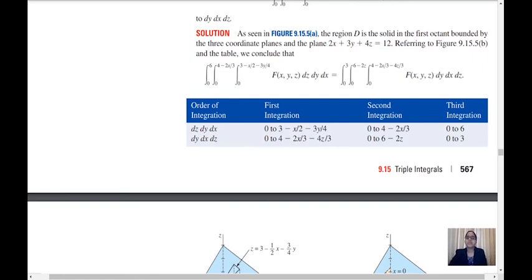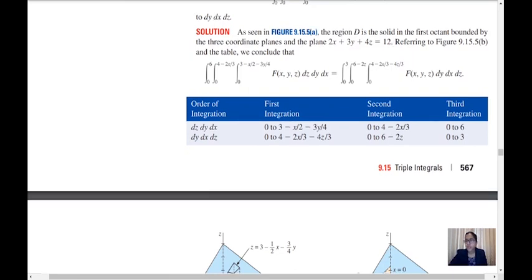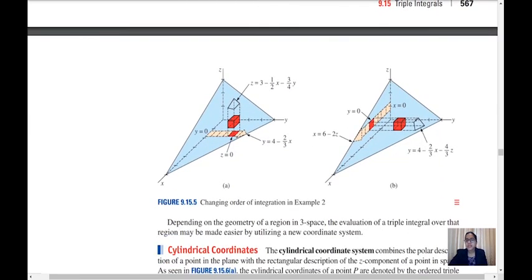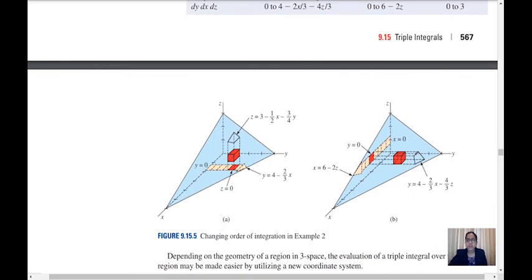So that's how, corresponding to the figure, we have got the equation of the plane, and from that we can change the order of integration in whatever manner we like, and that is how we can evaluate the triple integral by changing the order of integration. Previously in double integrals also we had discussed the same thing. In some cases, if we integrate with respect to x first, the integration may be very complicated, so in that case we'll change the order.